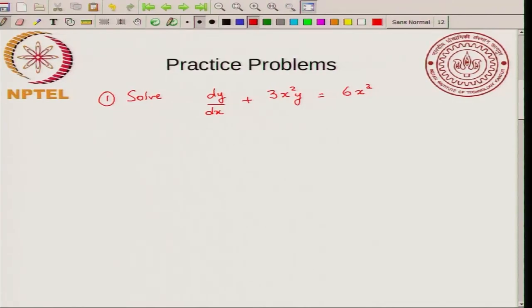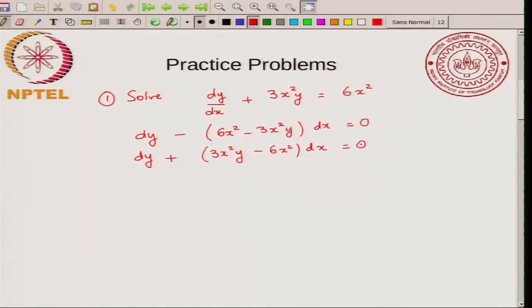So let's write this in the form dy plus 3x square y minus 6x square dx equal to 0. I deliberately wrote it in this way. We'll see why we wrote it this way. But let me mention right at the beginning that there might be other ways to solve this equation also.